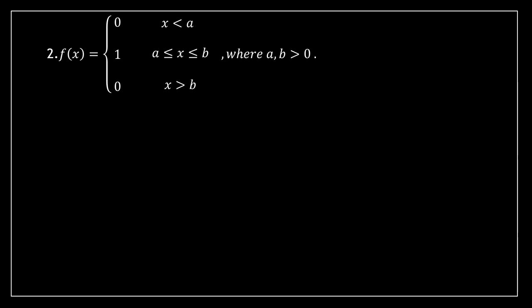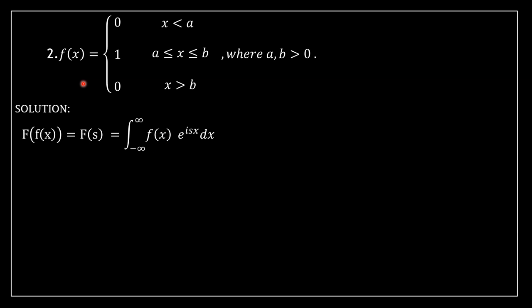Next problem, that is to find the Fourier transform of the function f of x is equal to 0 for all those x less than a, 1 for x lying between a and b and 0 for x greater than b, where both a and b are positive. From the definition, the Fourier transform of the function f of x is given by integration f of x into e to the power isx dx, where the limits of x are varying from minus infinity to infinity.